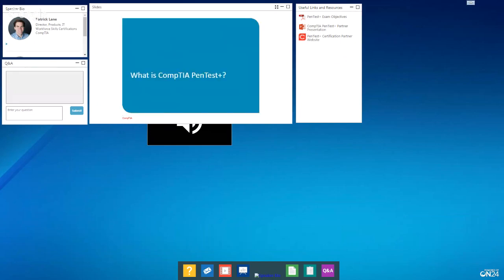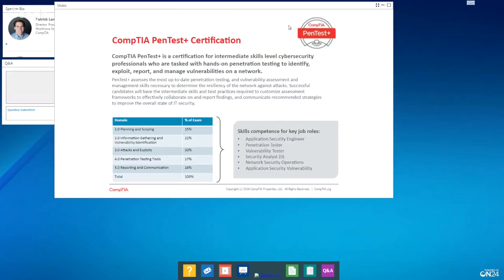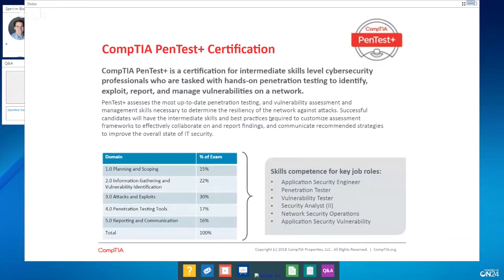What is CompTIA PenTest Plus? CompTIA PenTest Plus is a certification for intermediate skills level cybersecurity professionals who are tasked with hands-on penetration testing to identify, exploit, report, and manage vulnerabilities on the network. Some of the key job roles you'll see out in the field are penetration tester and vulnerability tester, and those are the two main ones.